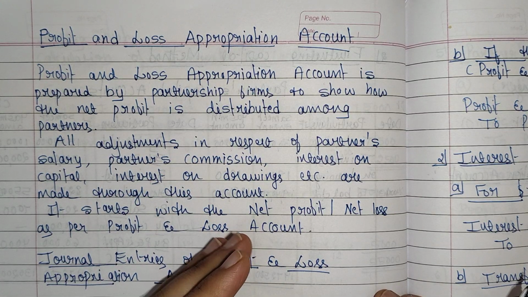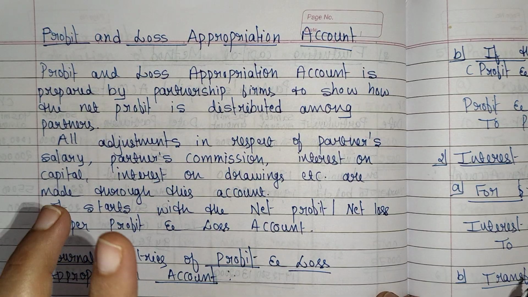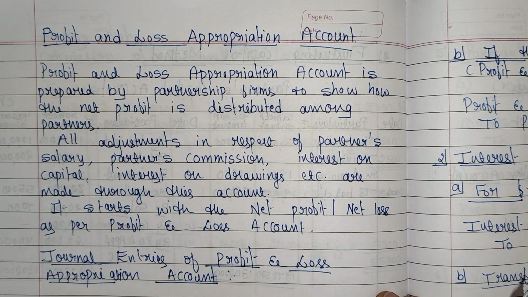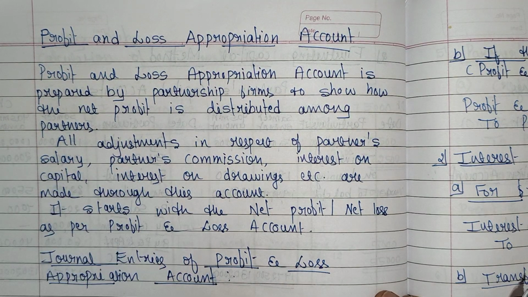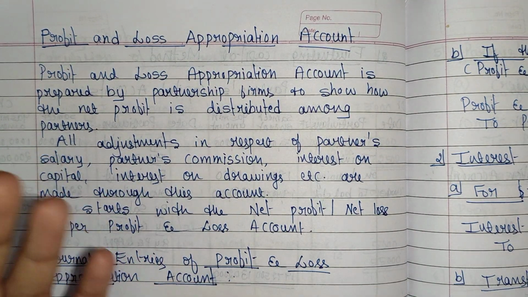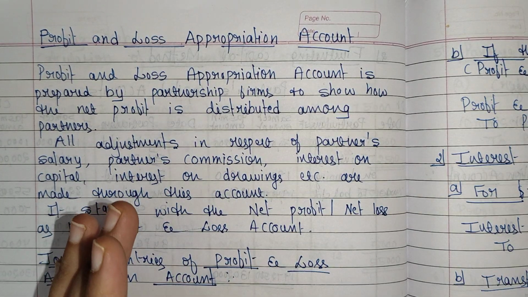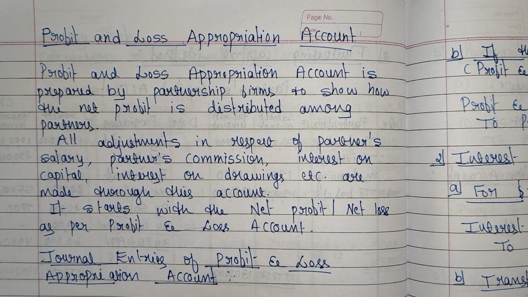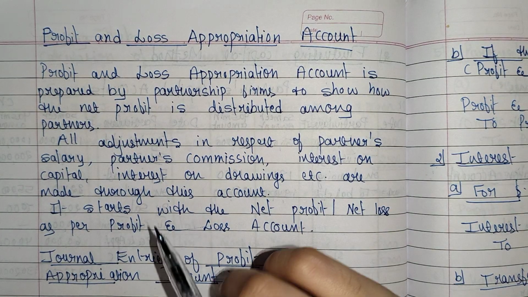Clear? So before preparing the profit and loss appropriation account, we have to prepare the profit and loss account. Means the profit and loss appropriation account is merely an extension of the profit and loss account of the firm. Clear? So let's see what a profit and loss appropriation account is.